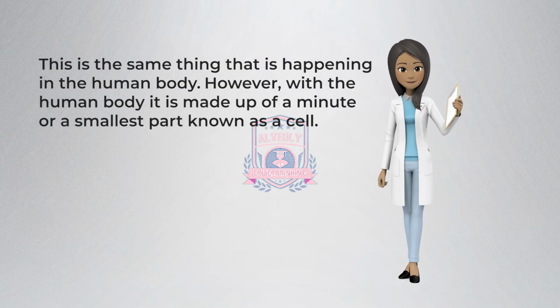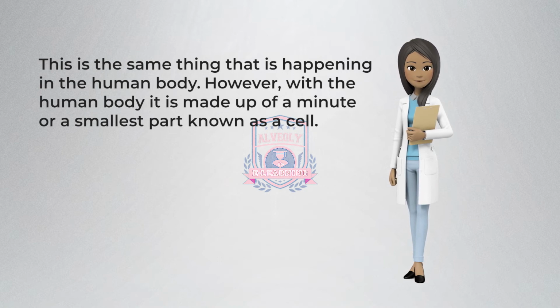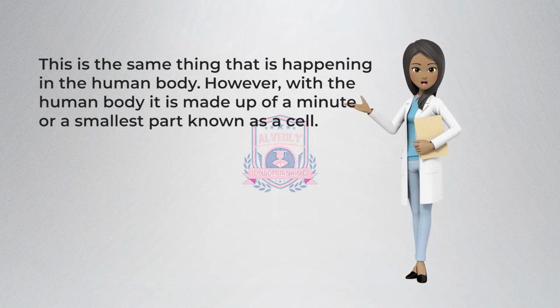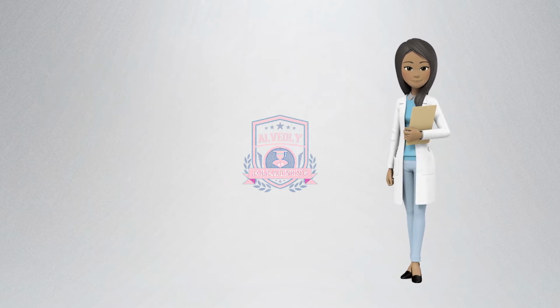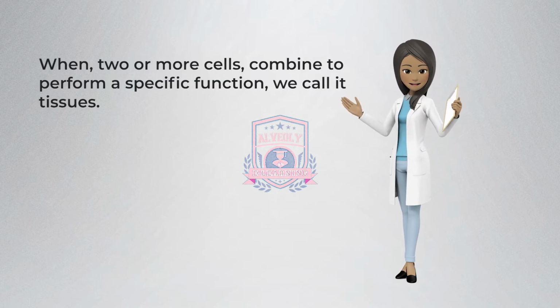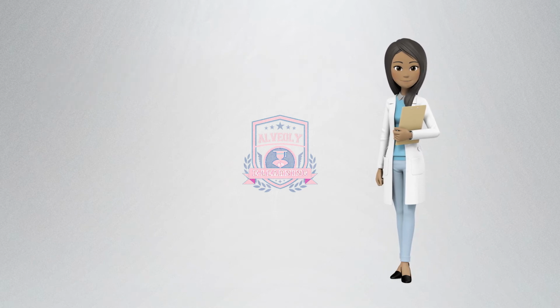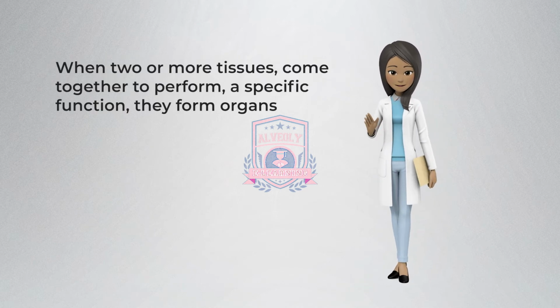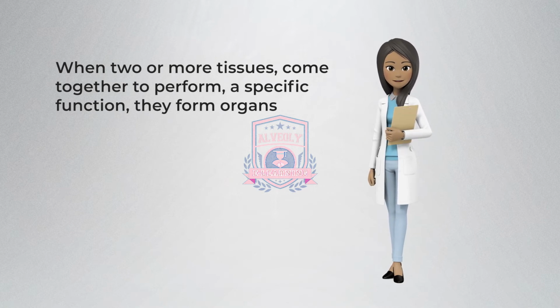This is the same thing that is happening in the human body. However, the human body is made up of a minute, or smallest, part known as a cell. When two or more cells combine to perform a specific function, we call it a tissue. When two or more tissues come together to perform a specific function, they form organs.